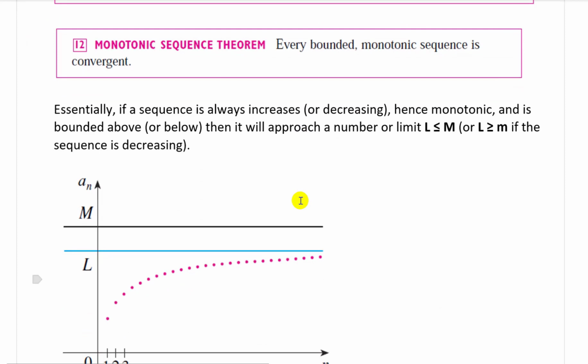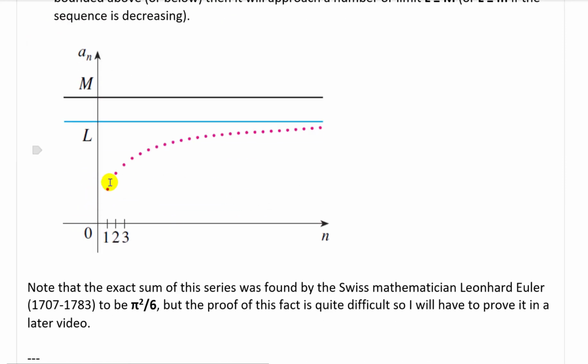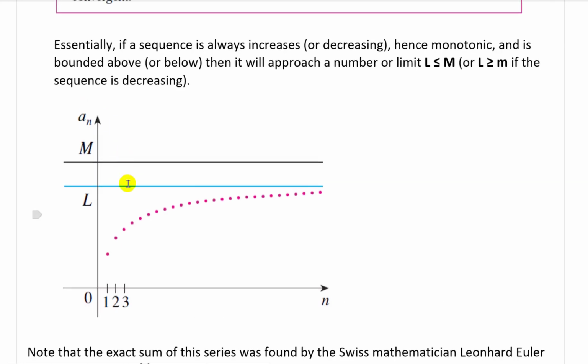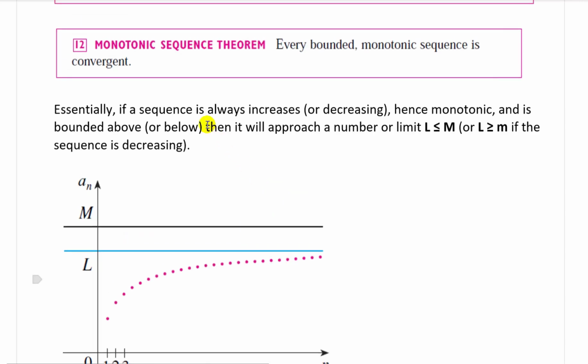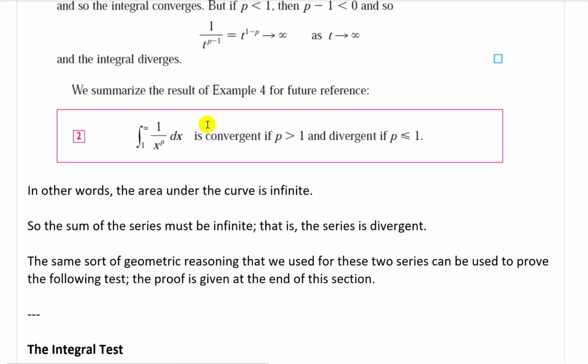And if it's bounded, so here's an example. The sequence is increasing, but it's bounded. Because it's bounded by this m, the limit L of it is going to be less than or equal to this m. In other words, it's going to converge. So hence it's convergent there, so the partial sums are convergent.